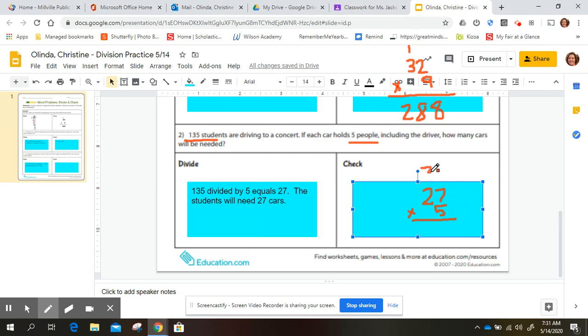5 times 7 is 35. 5 times 2 is 10, plus 3, 10, 11, 12, 13, is 135. Then I know I got my answer right. So I can type that in here too. 27 times 5 equals 135.